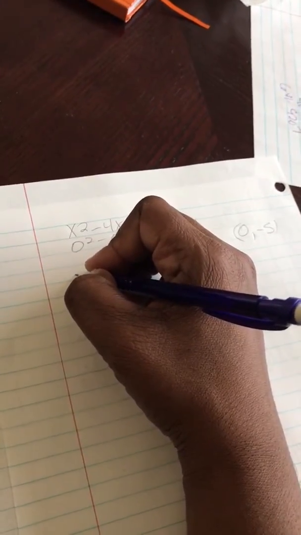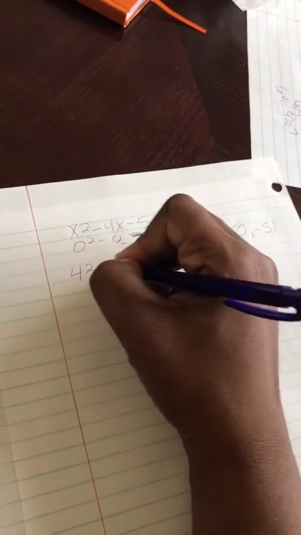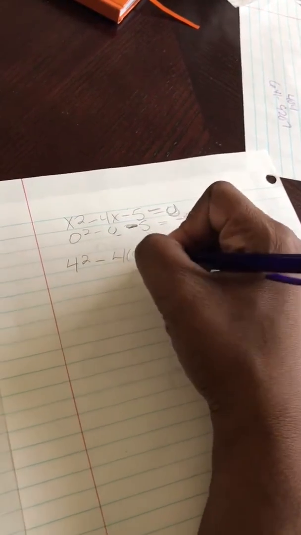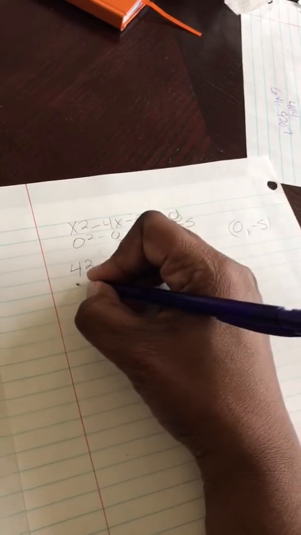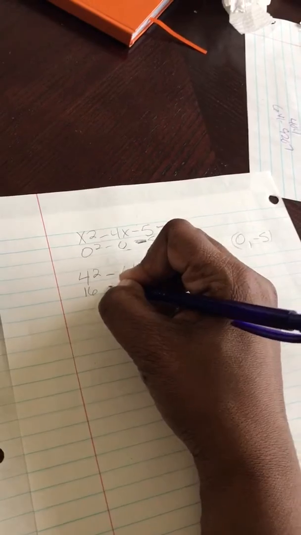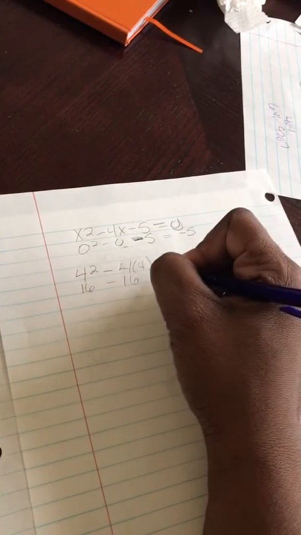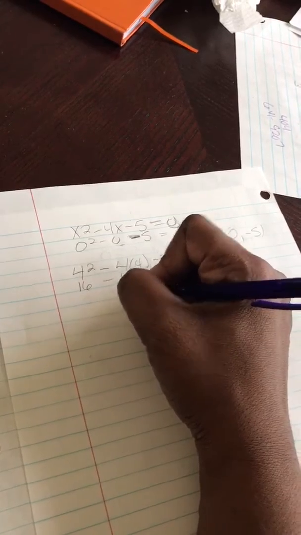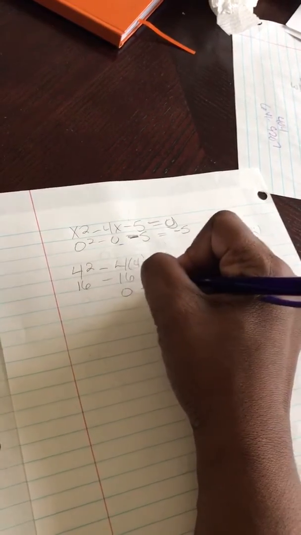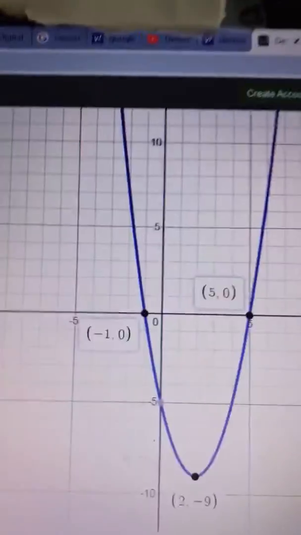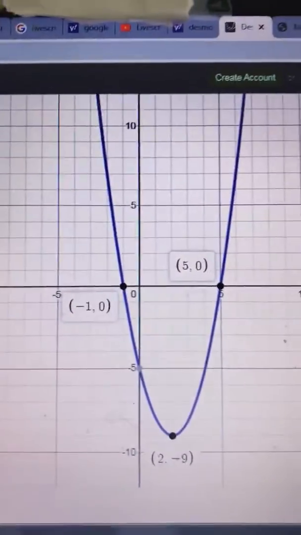So let's plug in 4. 4 squared minus 4 times 4 minus 5. Let's calculate this. 4 squared is 16 minus 16, 0 minus 5 equals -5. How do we know it was -5? Because in a parabola, it's always symmetrical.